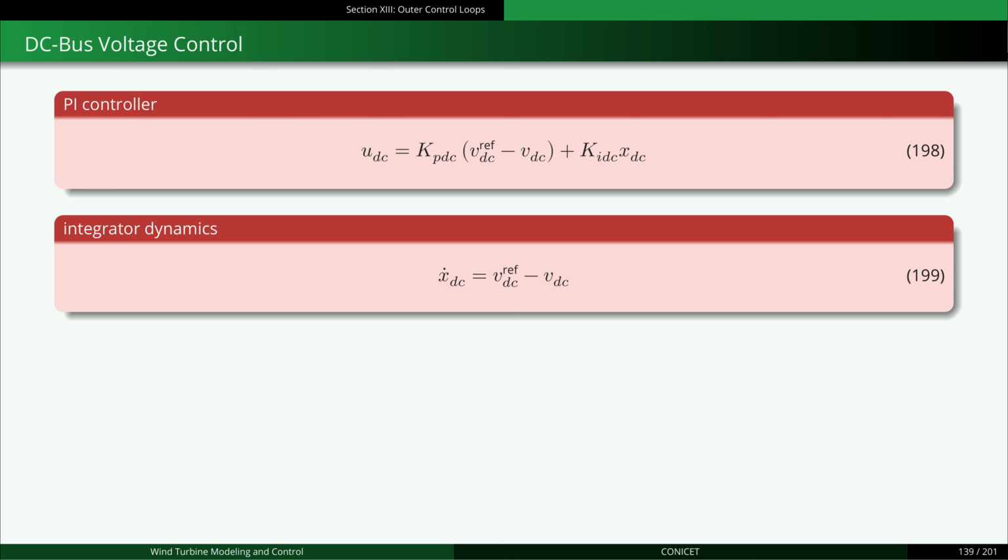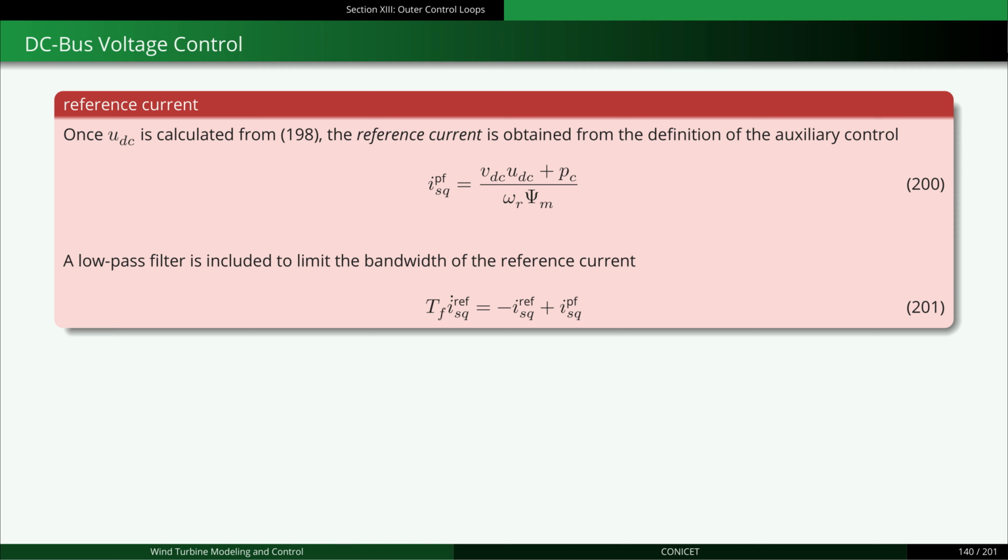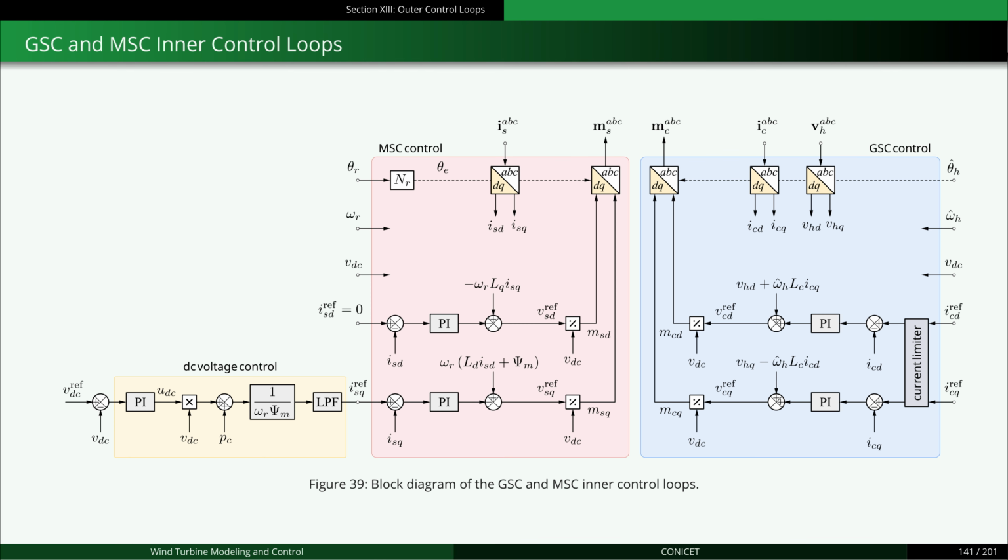After calculating the UDC signal from equation 198, the reference current is obtained from the definition of the auxiliary control. Finally, the Q-axis reference current, which is sent to the inner current control loop, is obtained by passing the reference signal in equation 200 through a low-pass filter. This filter limits the reference bandwidth. Figure 39 illustrates the inner loops used for current control and the described DC voltage control.